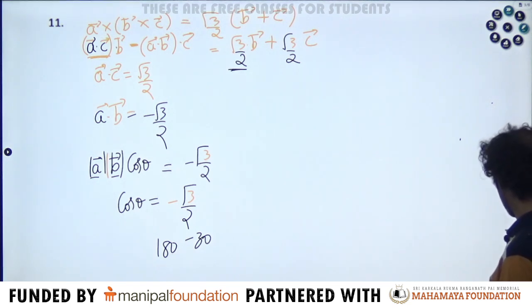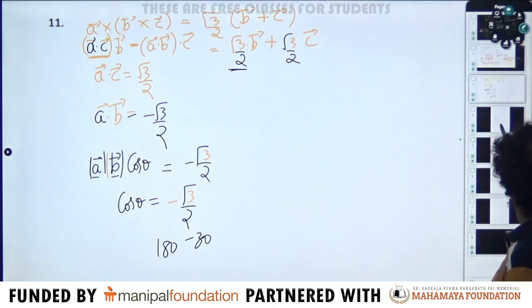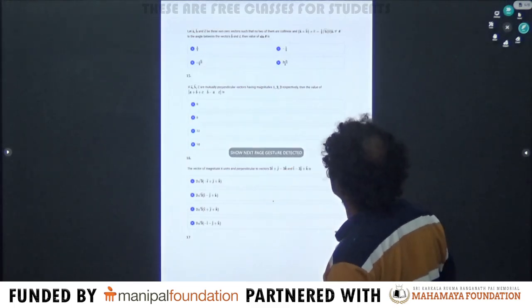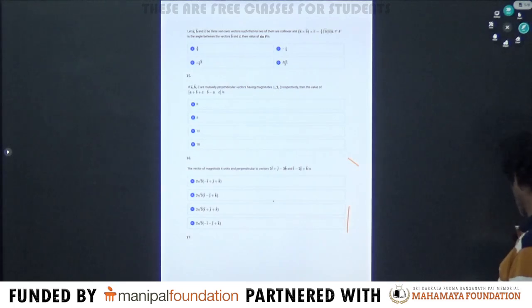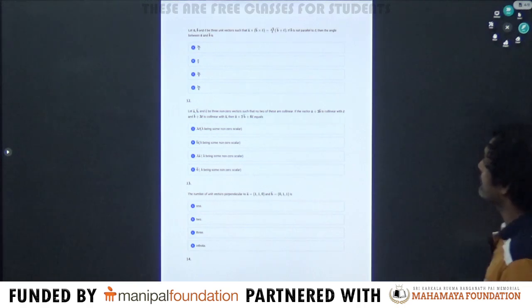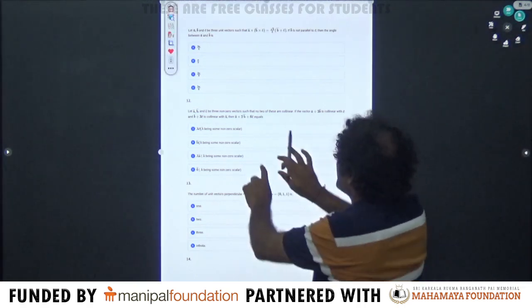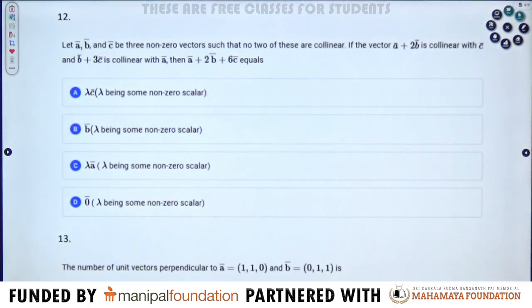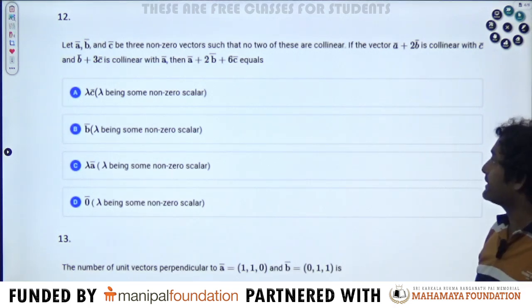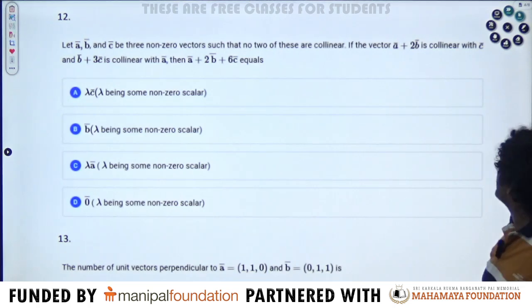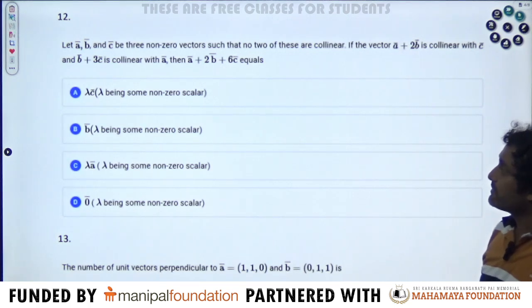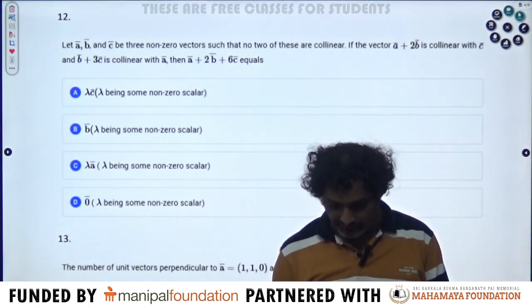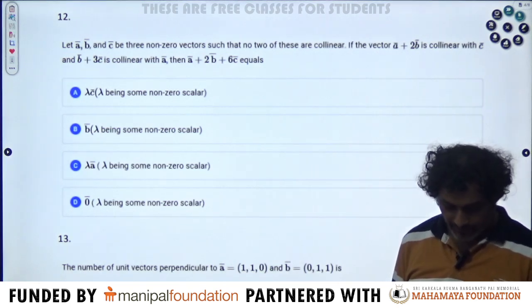So shall we go ahead? Check the 12th sum. Okay. A, B, and C are three non-zero vectors such that no two of these are collinear. If A plus 2B is collinear with C and B plus 3C is collinear with A, then find A plus 2B plus 6C. So can you please do it?